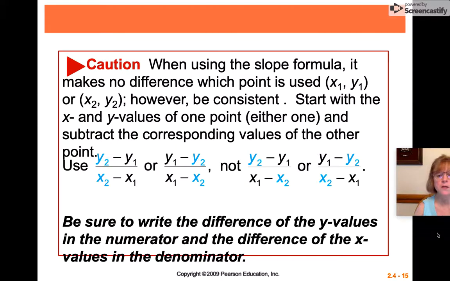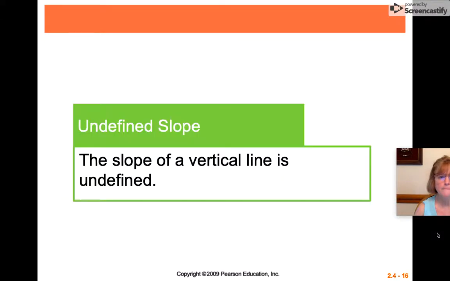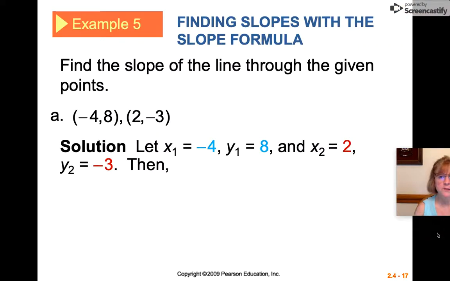And here they're just reminding you that it really doesn't matter if you write it as y2 minus y1 or if you write it as y1 minus y2. What's important is that if you start with y2 in the top, you have to start with x2 in the bottom, and vice versa. If you start with y1 in the top, you must start with x1 in the bottom. The slope of a vertical line is undefined. And here's an example of that.